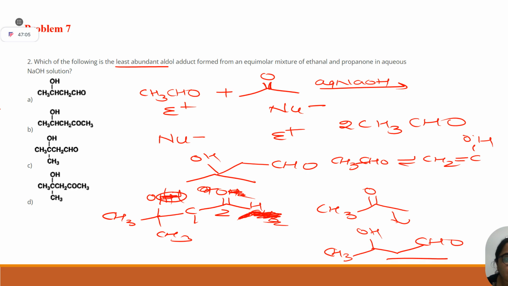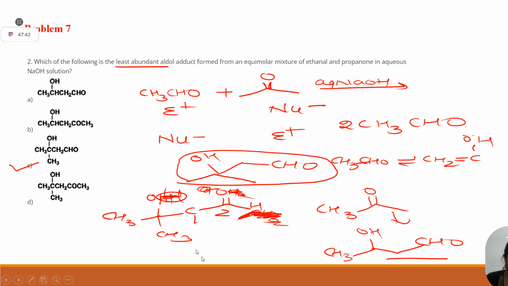Now you can easily answer this question. Tell me, when will the aldol product be least abundant? When your ketone behaves as electrophile and your aldehyde behaves as nucleophile, right? If that is the case, this will be your product. In which option is this product given? A carbon with two methyl, one OH, one CH2CHO. Option number C. Yes or no?